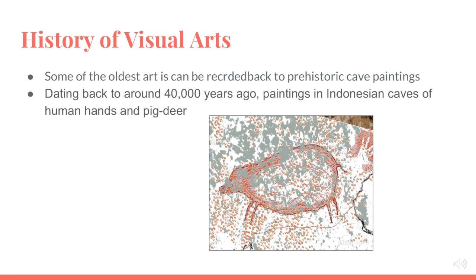History of visual arts. Some of the oldest arts can be recorded back to prehistoric cave paintings. The picture below is the oldest picture ever recorded in history, around 40,000 years old. This was found in an Indonesian cave, and in this cave, this is a picture of a pig deer. There would also be human hands on the wall, and it was a way for them to tell their stories.